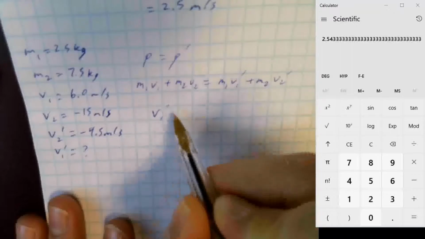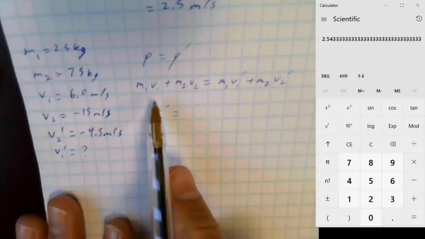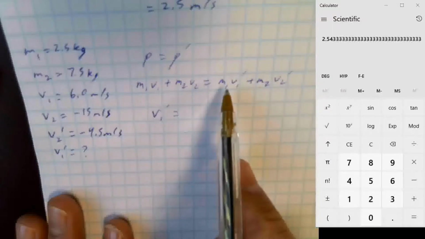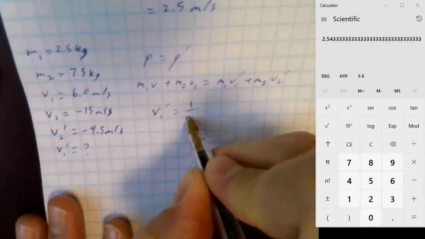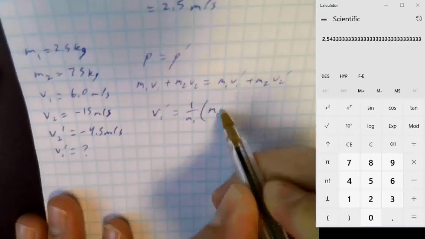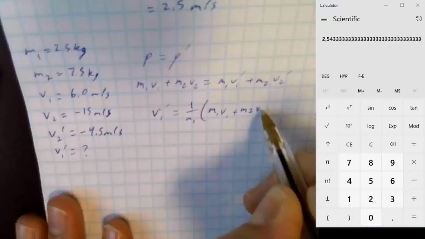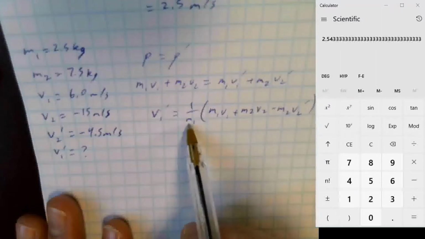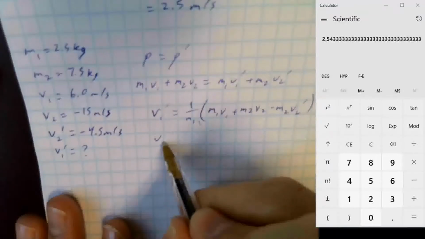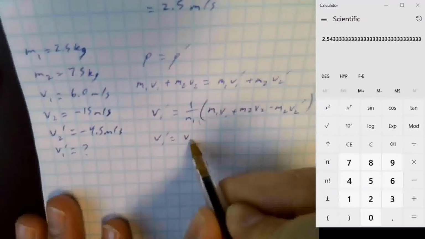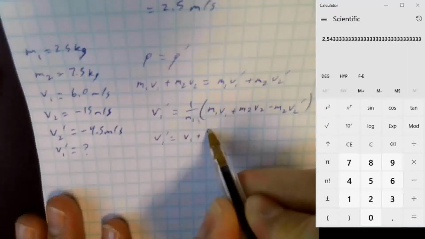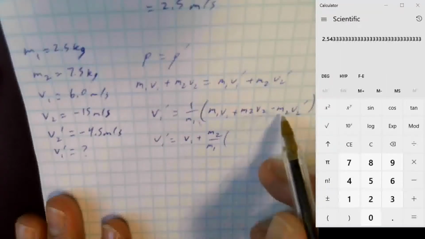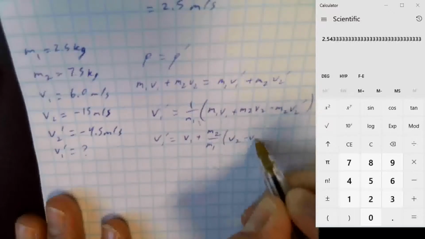So our V1 prime is going to be basically these two terms, subtract this term, divided by M1. So I'm going to write 1 over M1, and then I have M1 V1 plus M2 V2 minus M2 V2 prime. I can expand this in. So V1 prime equals V1 plus M2 over M1, and this is going to be the same term for both, and it'll be V2 minus V2 prime.